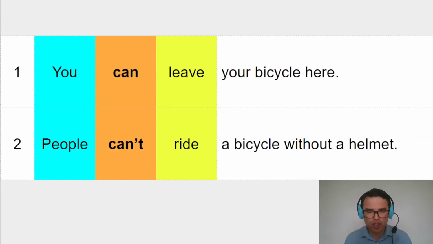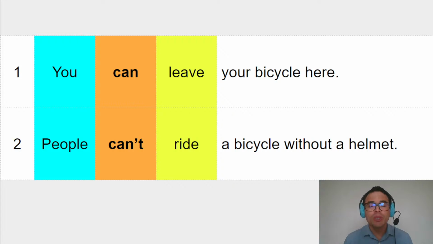So this is the structure. In the subject, light blue, you or people. You can use any subject. You can use you, he, she, they, no problem. Then orange, the modal verb. In affirmative, can. In negative, can't. You are never going to change the modal verb. It doesn't matter which the subject is. It can be you, he, she, no problem. It is always going to be can or can't in the orange part. And then yellow, you have a verb in its base form.